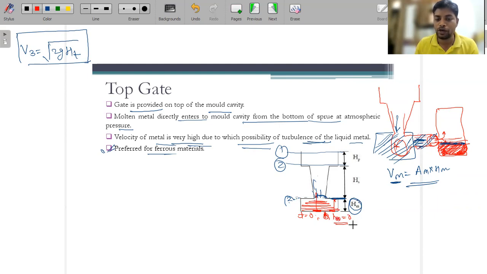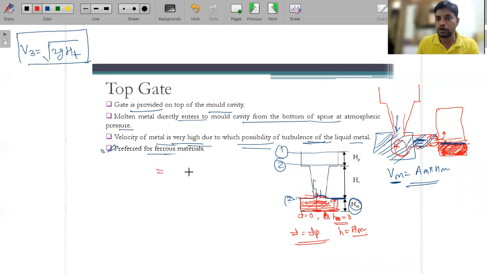Okay, let's consider small h. This small h will completely become hm, and at that time this t will become tp. This is the boundary condition that we are considering. This boundary condition is used only when the volume of the mold cavity is filled. Okay, this is the volume.